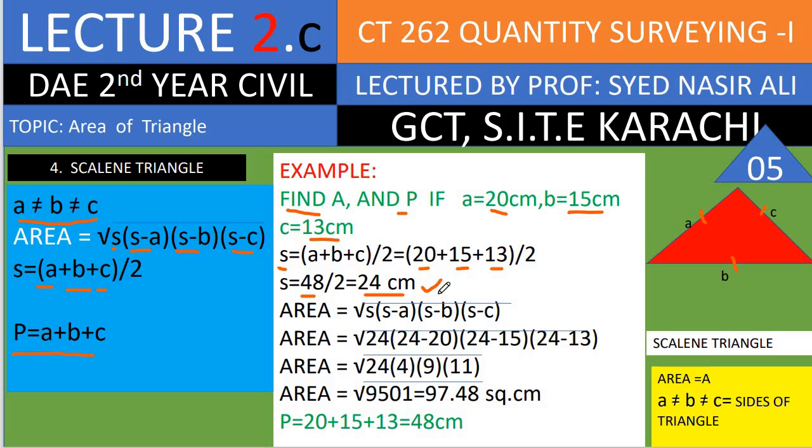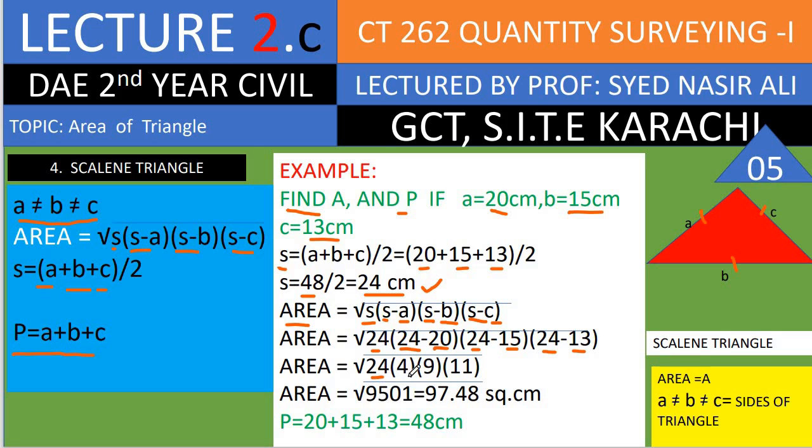Now we are using this value in the formula. Area is equal to the square root of S, (S minus A), (S minus B), (S minus C). Here again we are using S is equal to 24, A is equal to 20, S is equal to 24 again and B is equal to 15, S is equal to 24 and C is equal to 13. We are putting the values.